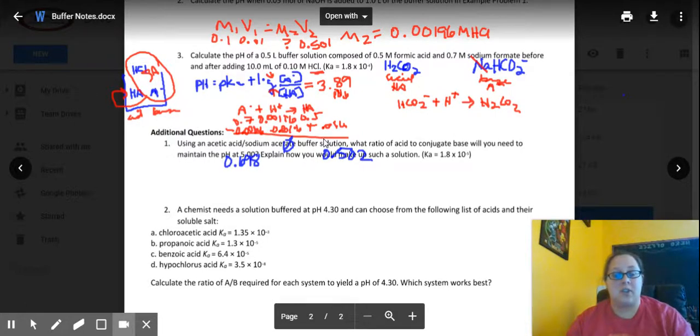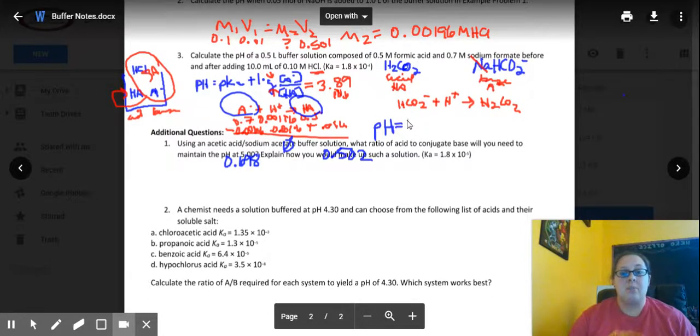Some of you guys, especially in double period, like to round drastically. You want to give it out a couple of significant figures in order to figure out those actual quantities. So now we get to plug in HA's concentration, A minus's concentration, and find our new pH. Now remember, we predicted it to decrease a little bit. So let's see if that happens. So pKa was 3.74, right? Yep, 3.74.